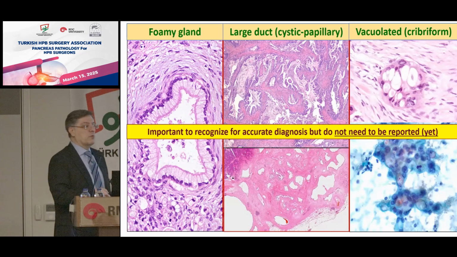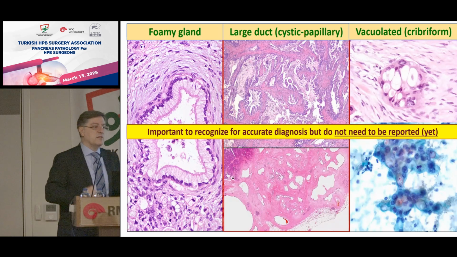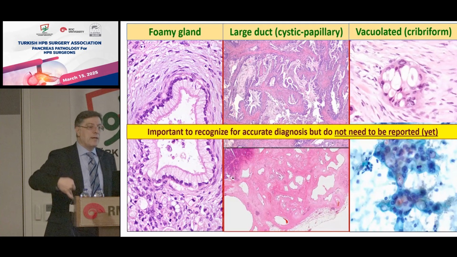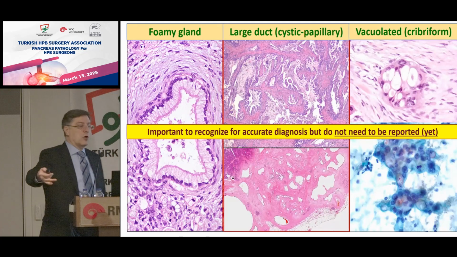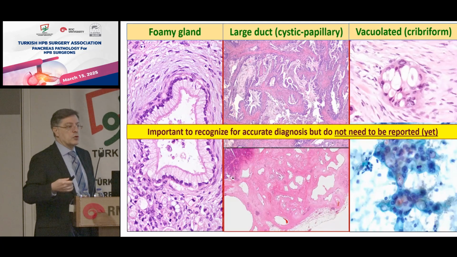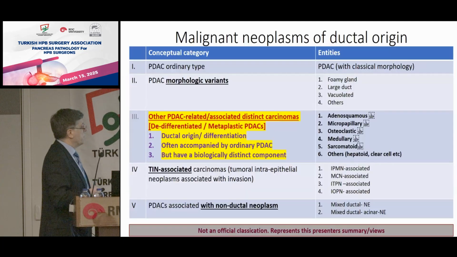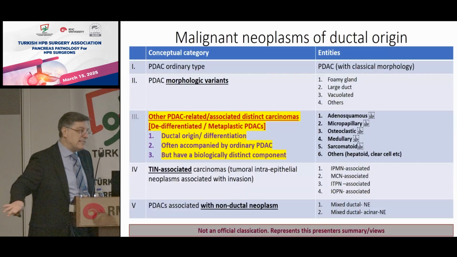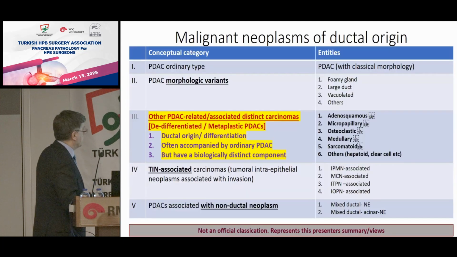Currently, we do not know the meaning of these variants, but increasingly these are proving to be different molecularly. So in time, these may be different targets for oncologists. Right now, they are just morphologic curiosities. We don't even report them, but we notate them for future studies.